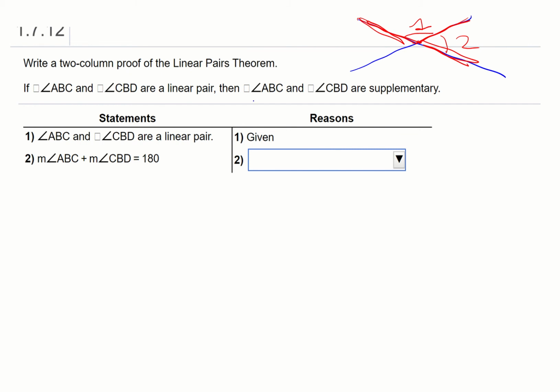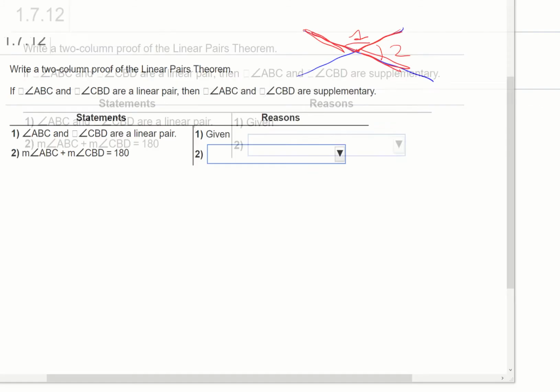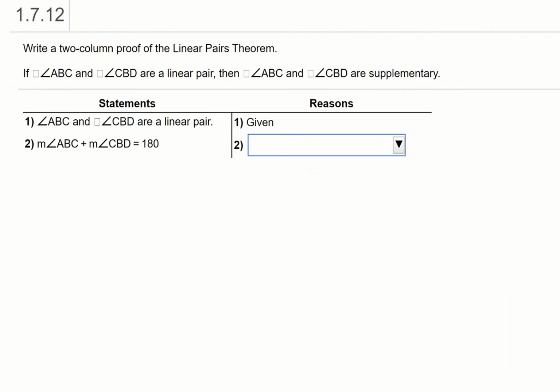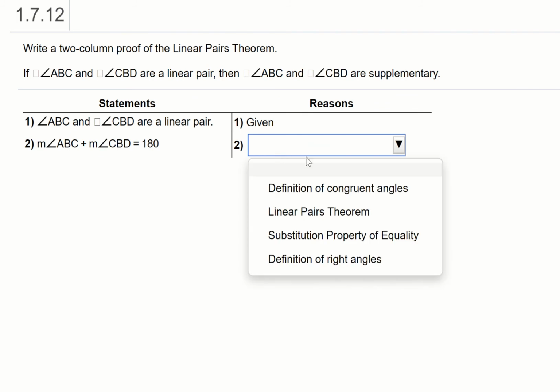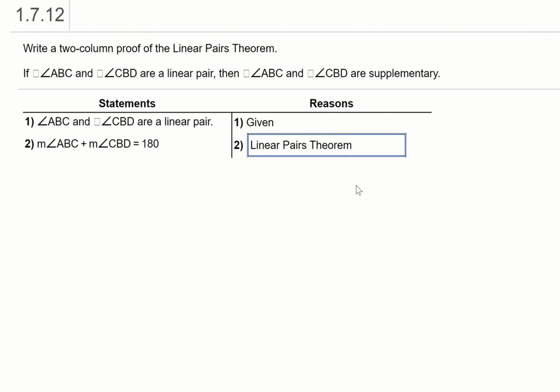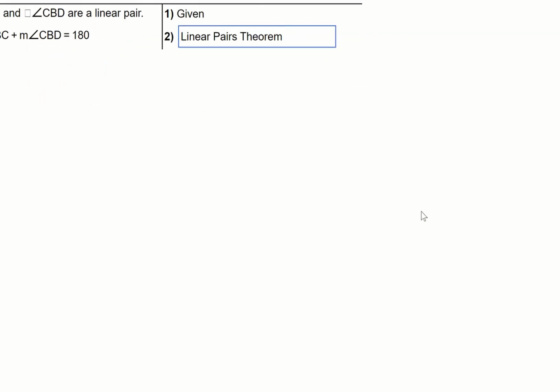They're said to be a linear pair, and that means that they have to be supplementary. So that means that they have to add up to 180 degrees. Okay, so let's prove it. We know that it's given that they're a linear pair. So let's go back to the problem. Since they're a linear pair, that means that they add up to 180. What reasoning do we have for that? Well, that's the linear pairs theorem. The linear pairs theorem states that if you have a linear pair, that means that the angles add up to 180. That basically means they're supplementary, okay? So that's the linear pairs theorem.